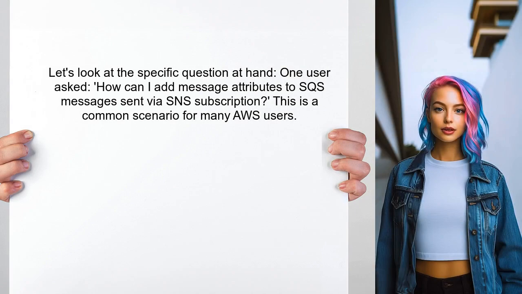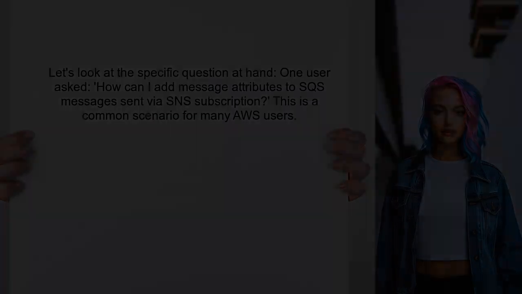Let's look at the specific question at hand. One user asked, how can I add message attributes to SQS messages sent via SNS subscription? This is a common scenario for many AWS users, and it's crucial for effective message processing.